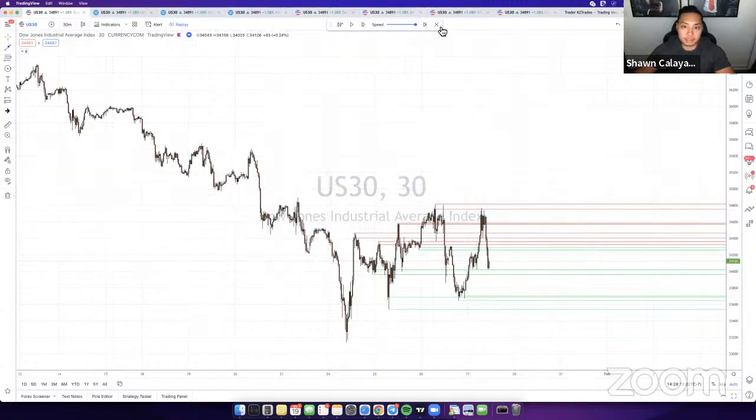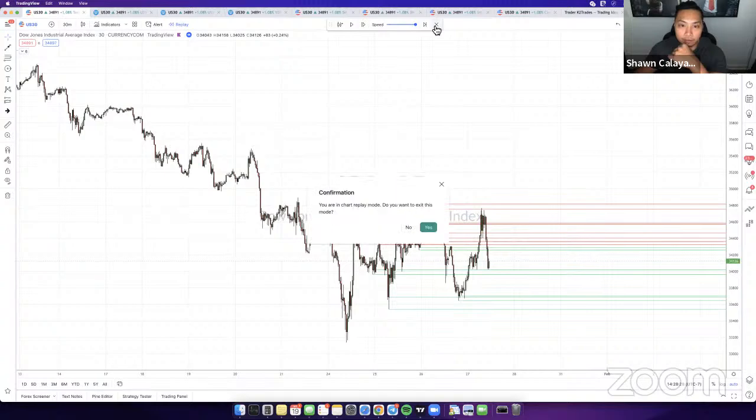So that's an explanation of the K2 SR version 2. It's basically the version 1. It just keeps more support resistance on the chart so that you guys can see the bigger view of things.